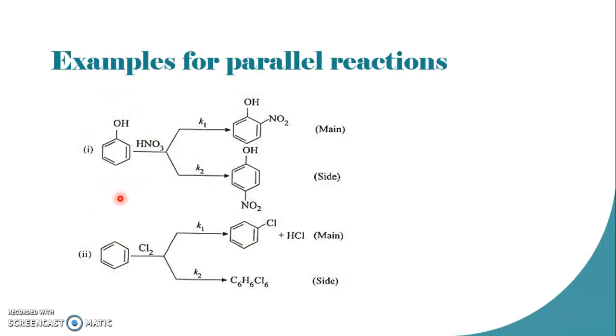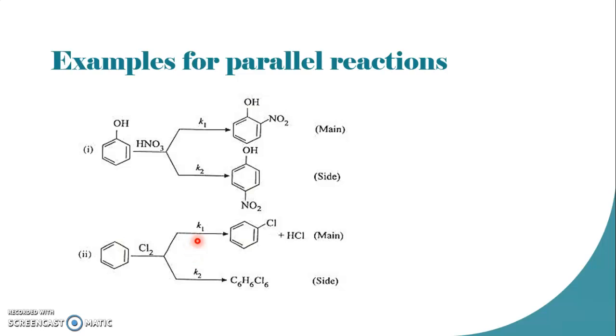Normally, these reactions take place in the case of organic compounds when we are functionalizing or reacting a reactant, for example phenol, and we are nitrating the phenol. There will be two preferable positions, ortho and para. So we can have two products, ortho nitrophenol and para nitrophenol. One will be the major product and the other will be the minor product. The major pathway gives the main product. So in the nitration of phenol, we get ortho nitrophenol as the main product and para nitrophenol as the side product.